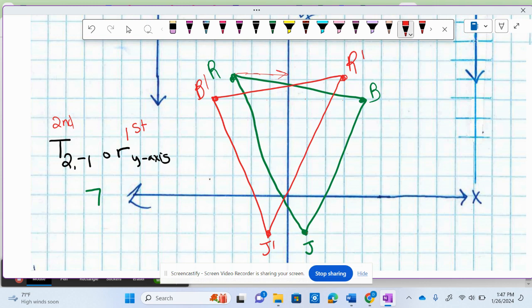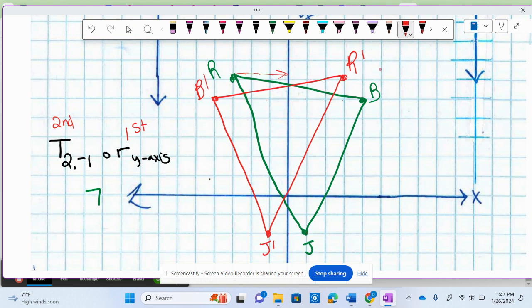So I've just reflected that shape over the y-axis. Do we feel good about that? Okay. Then what does that capital T stand for? Well, what's the other movement that we do? We reflect, we rotate, and we translate. So T stands for translate.